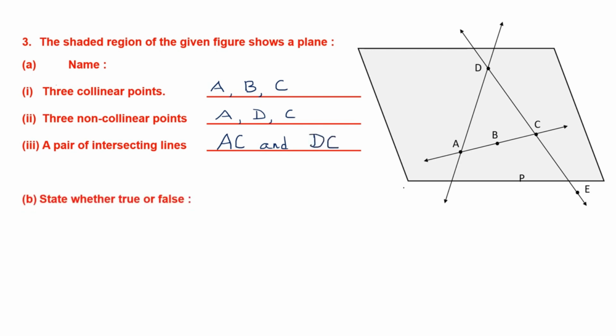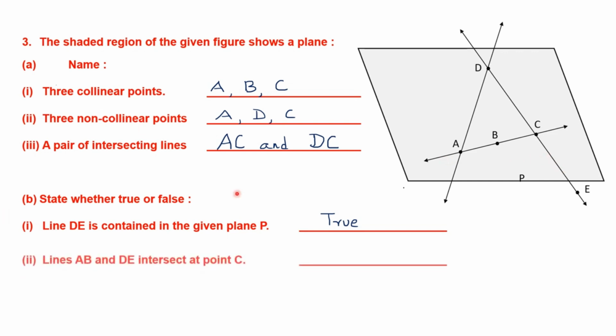Next one, state whether true or false. Line DE is contained in the given plane. So where is DE? Yes, DE is here. It's inside that plane and that statement is true. The plane as shown here is this figure, the shape which is shaded slightly. So this is the plane and line DE is contained in the plane. It is in the plane.